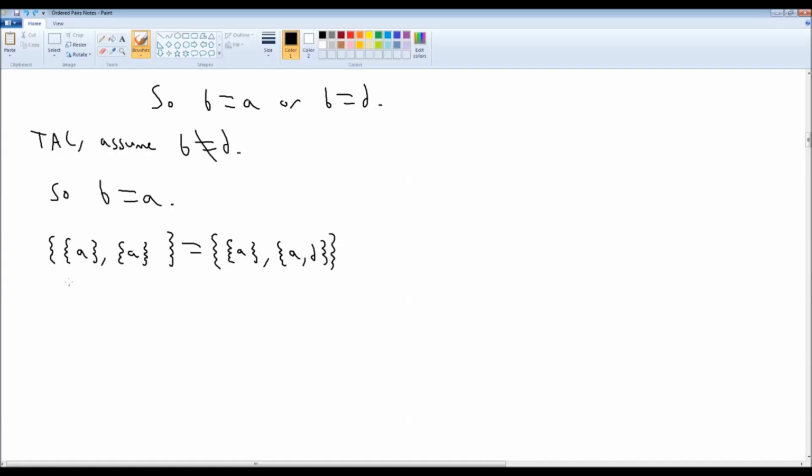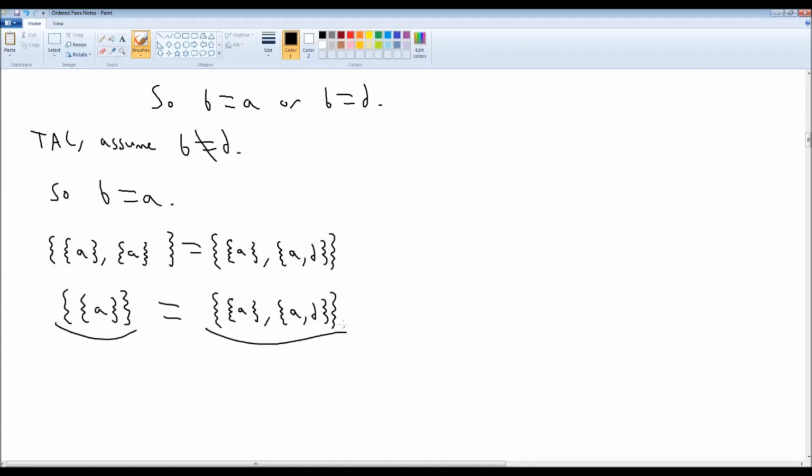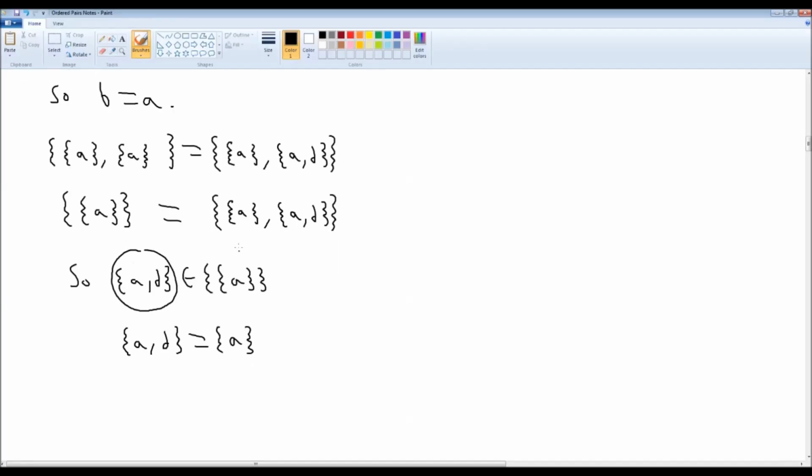And we can simplify this even further, right? Because since these two guys are the same, the left-hand side just simplifies to the singleton containing singleton A. Now, since these two sets are equal, they have to have the exact same elements, right? So since this guy is an element of this set, it also has to be an element of this set. Now, since this guy is an element of a singleton, it has to equal whatever is inside. So this guy has to equal this guy.